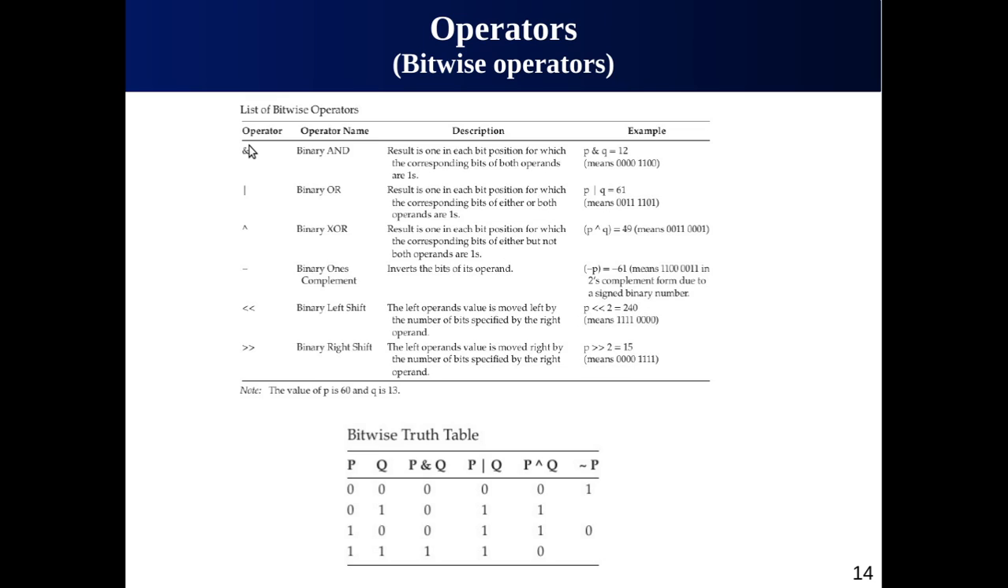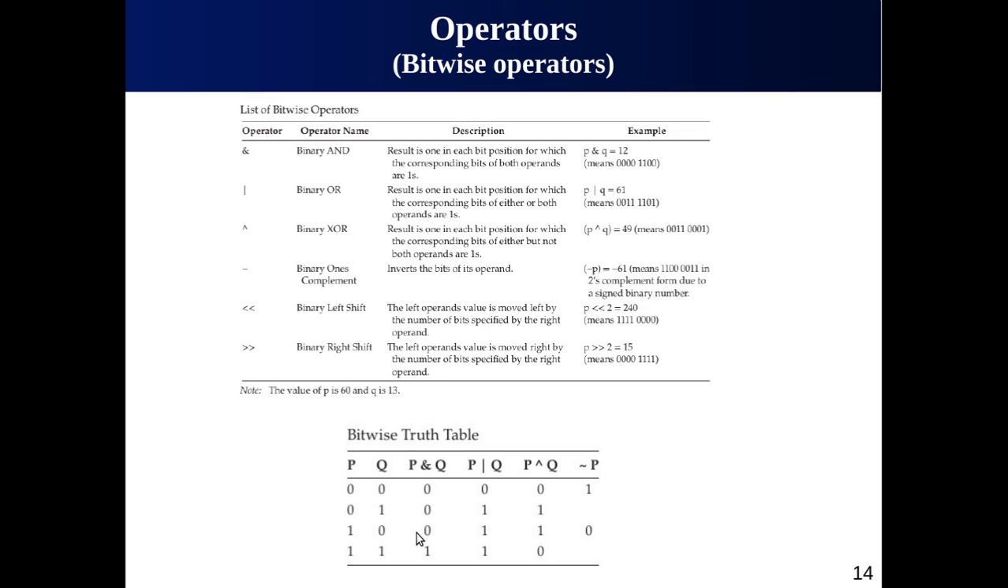Binary AND is exactly the same thing as logical AND in terms of operations. What is that? If both the bits are true, the output will be true and it will be false otherwise. But here the true is represented by 1 and the false is represented by 0. So if you AND 0 with 0, you will get 0. If you AND 0 with 1, you will get 0.